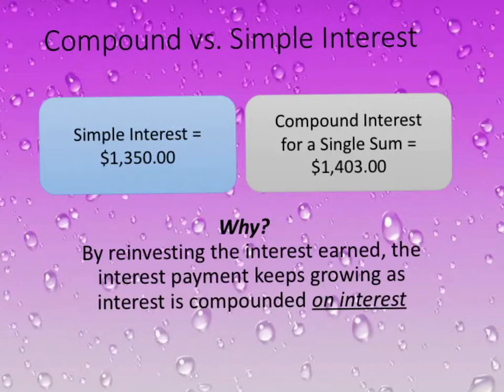Let's take a look at the 2 examples we had for the simple interest and the compound interest. Remember, the simple interest only gave us $1,350, but the compound interest for the single sum gave us $1,403. Why is it that we got greater money when we invested the same amount for the same rate in the same years? And it was just either compounded or simple. Well, by reinvesting the interest earned, the interest payment keeps growing as interest is compounded on interest. So remember, it gets larger, then you reinvest, larger, reinvest, which is why compound interest is much better.